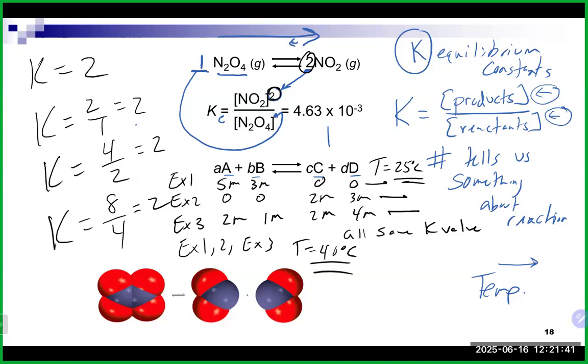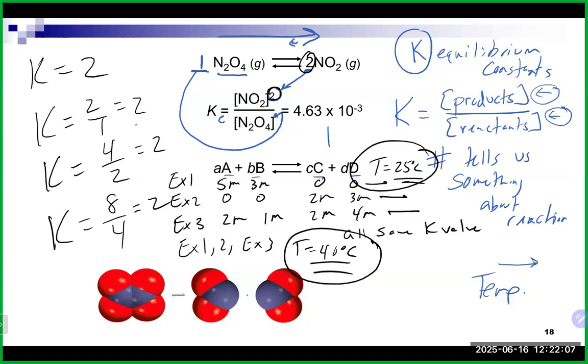So if I redid all 3 of these experiments, and I kept the temperature at 40 degrees for each experiment, should the equilibrium constant be the same or different for each of those experiments? Should be the same. Again, we kept the temperature at 40 degrees, right? For each of those experiments should give us the same equilibrium constant. When I compare the equilibrium constant at 25 degrees to 40 degrees, are they the same or different? They're going to be different.